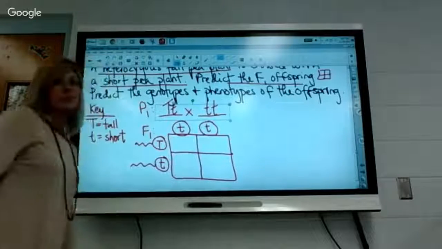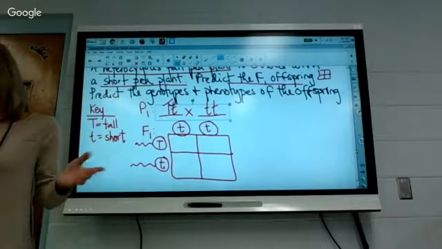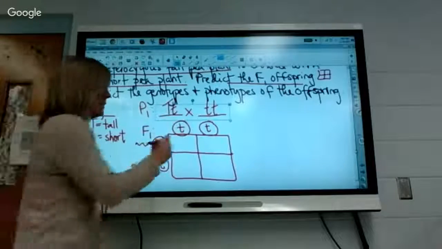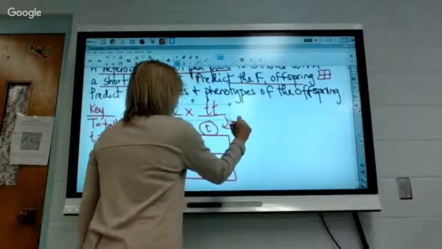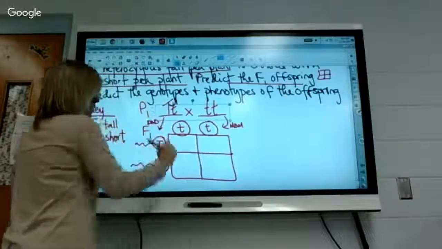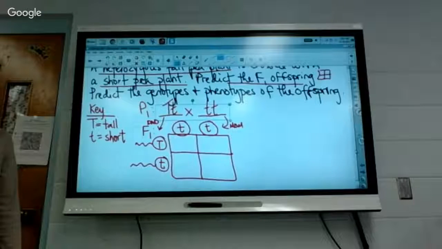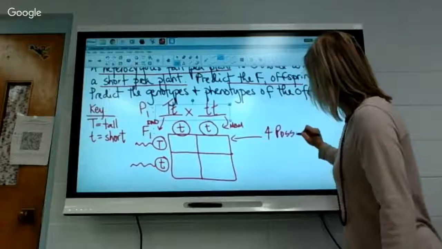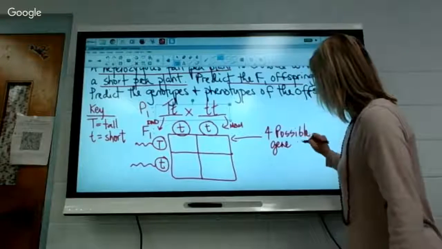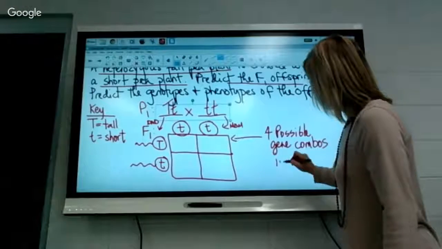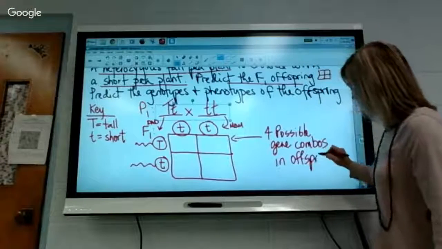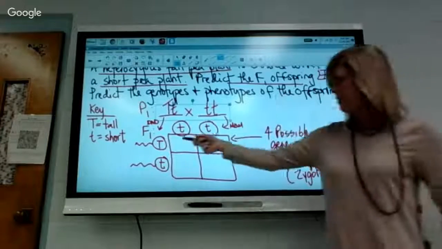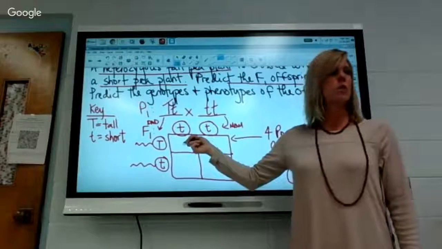Well, we only have two options in eggs. If she's short, then she's only going to give a little t to her kids, to her little pea kids. So here are her eggs. And those are the possible pollen genes from the dad. So the box represents 4 possible offspring, or the zygotes, okay? So if that sperm fertilizes that egg, what is that kid going to have, y'all?